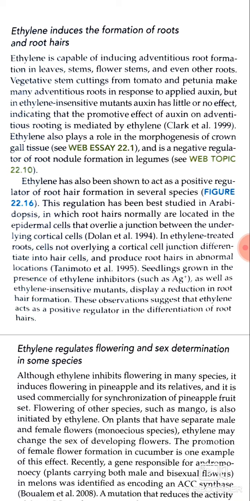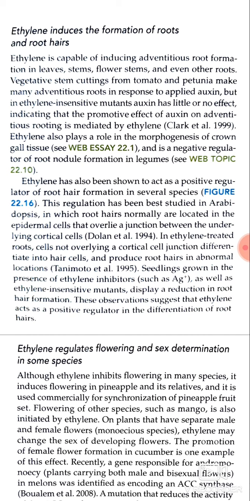Ethylene also plays a role in the morphogenesis of crown gall tissue and is a negative regulator of root nodule formation in legumes. Ethylene has also been shown to act as a positive regulator of root hair formation in several species.